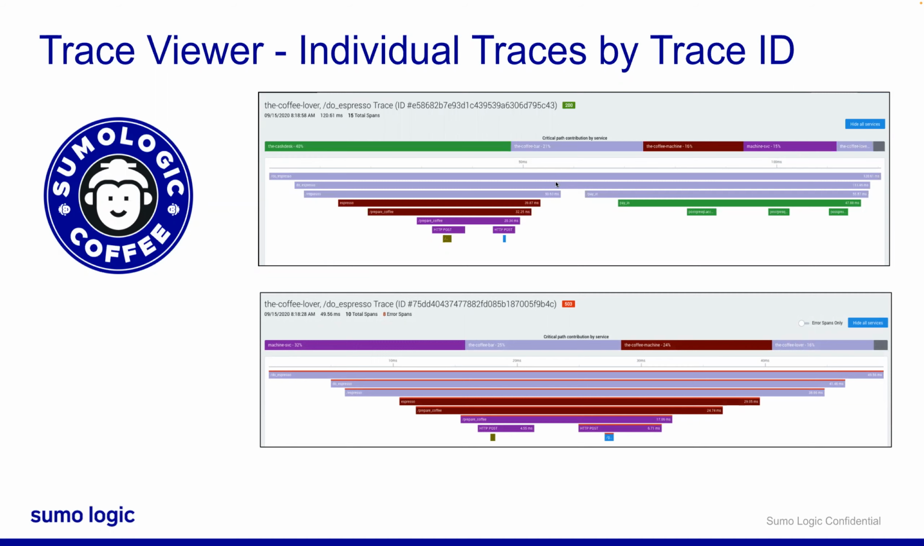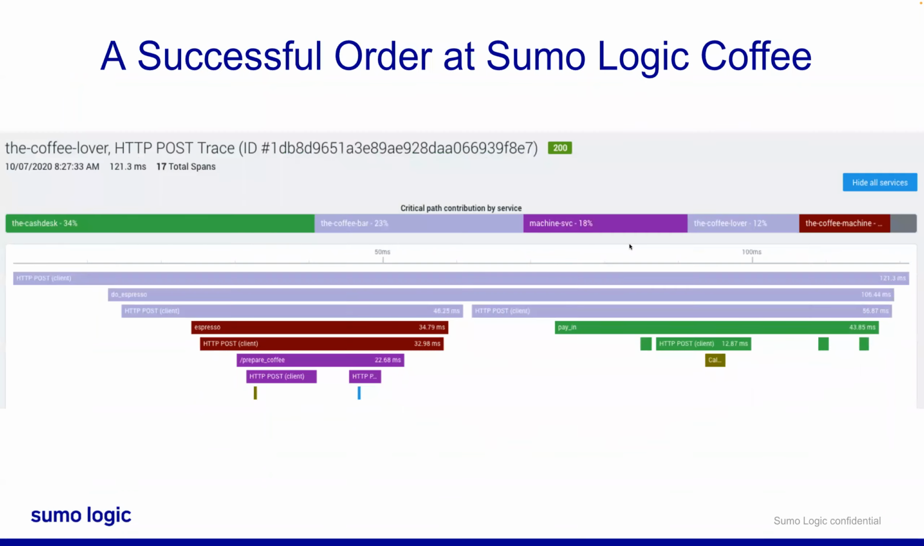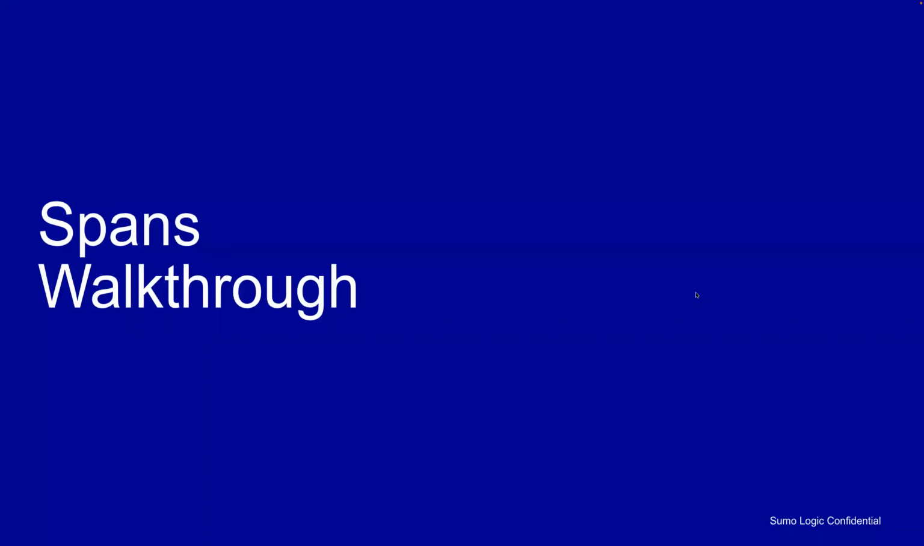Now, seeing the green is successful, that's not really that helpful. It is, don't get me wrong, it means we made money and things are working properly, but the red is where we want to dig in and try to figure out what went wrong. So once again, a successful order. As you see with the successful order, you see various components of the order process. You see the green, the cash desk that's responsible for the payment process. You see the machine service, the coffee machine that's responsible for actually doing the work, and so on.